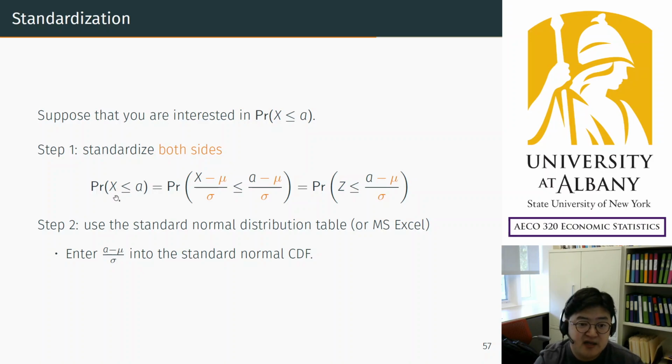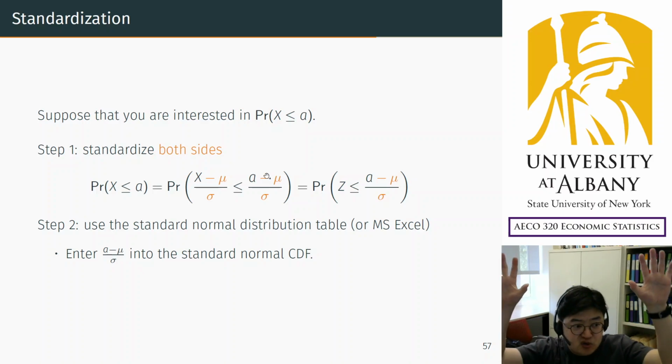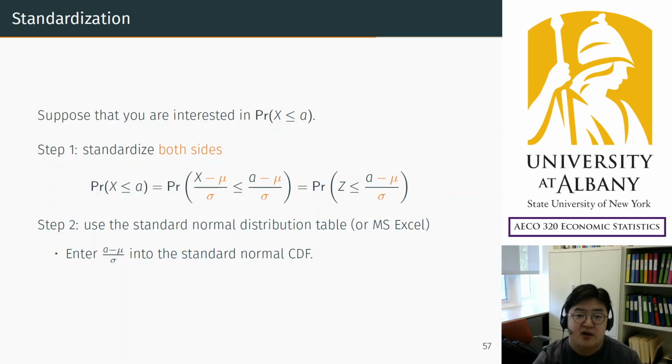If you subtract mu, to keep the inequality unchanged, you have to subtract mu again on the other side too. So in the same way, you have to maintain the inequality by doing the same thing on both sides. And then the left hand side becomes the standardized z. Right hand side is what you need to calculate. Okay?